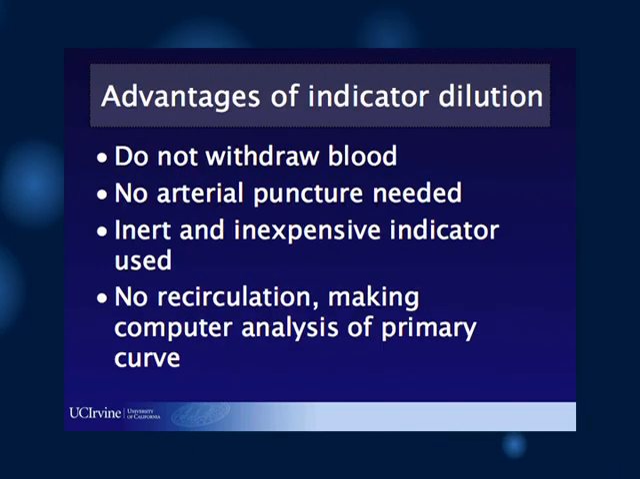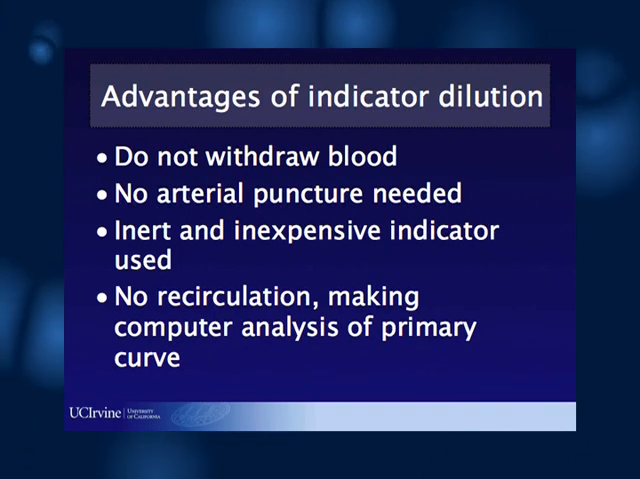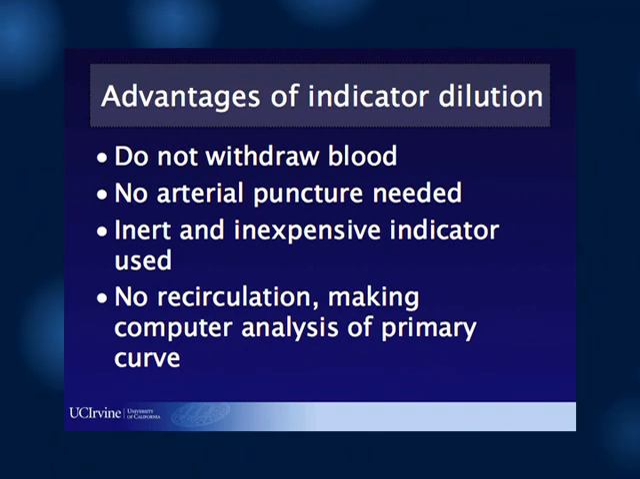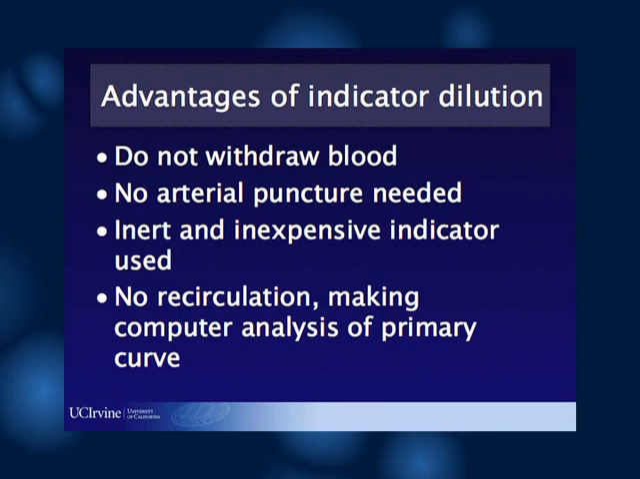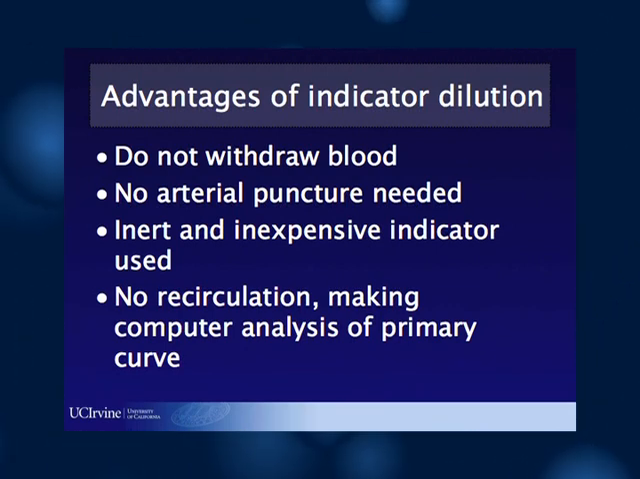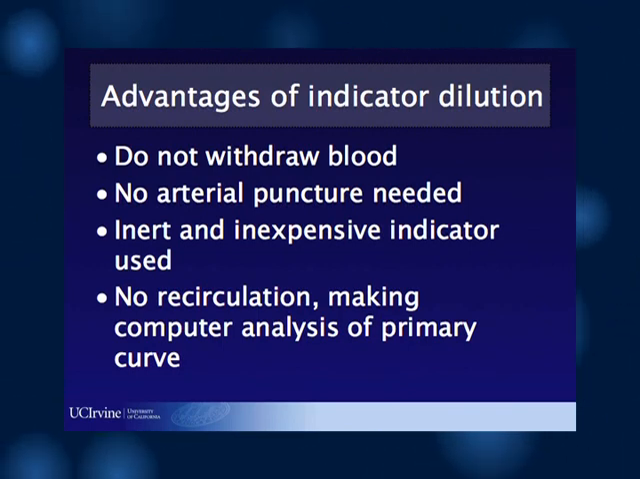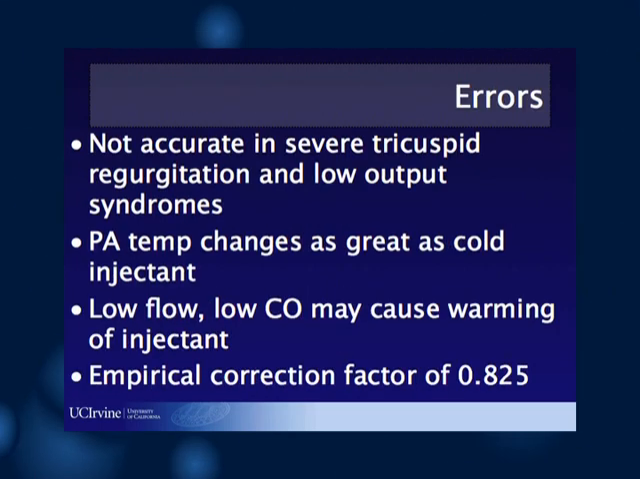The advantages of the indicator dilution method are that it does not require withdrawal of blood for oxygen sampling. There is no arterial puncture needed. This is performed with a right heart catheterization. The indicator is inert and inexpensive, that is, we use room temperature saline, and there is no recirculation, making the computer analysis of the primary time temperature curve simple. Again, with any method in the cath lab, we always have to be considerate of possible errors that we may introduce.